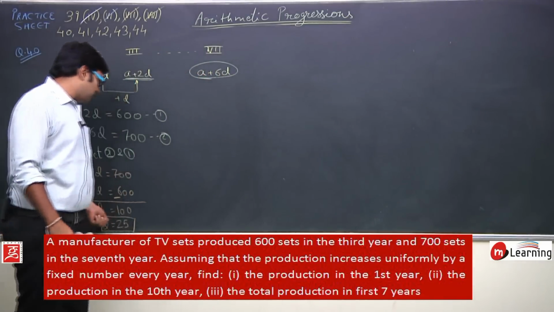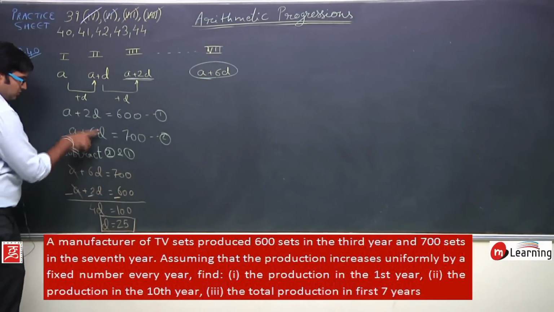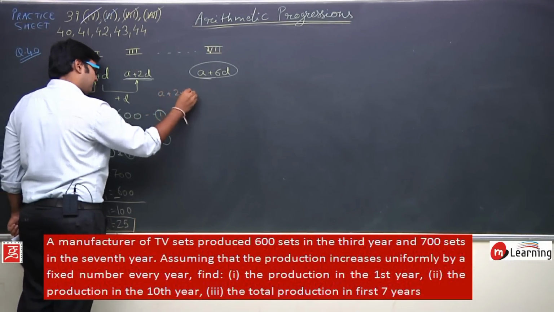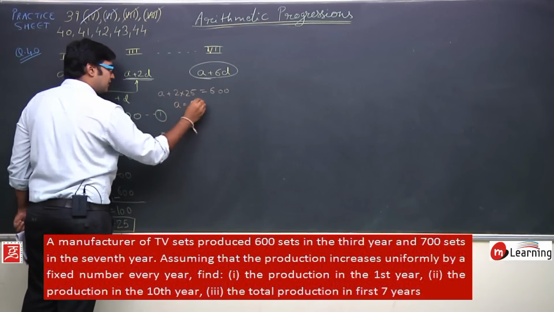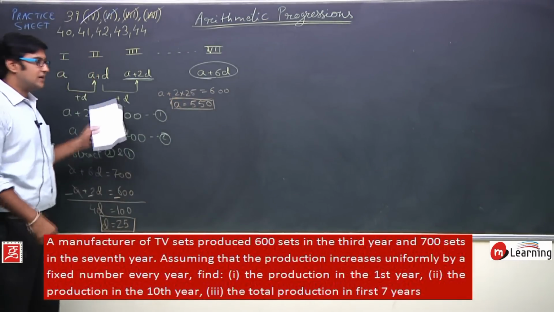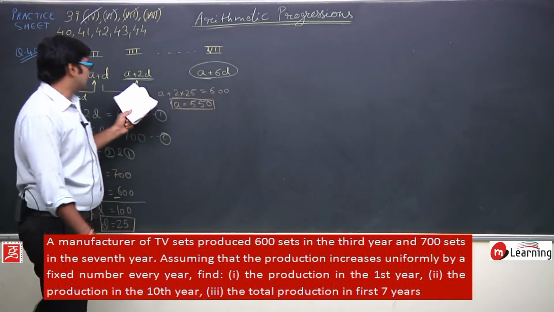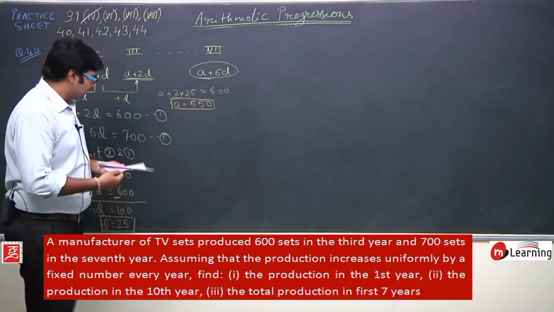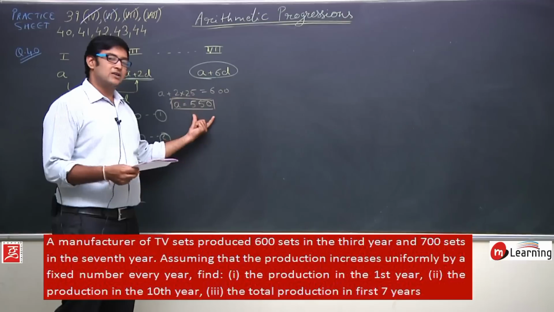Now, what will be the production in the first year? Can I calculate the production in the first year? D is equal to 25. So from this equation I can get A plus 2 into 25 is equal to 600, that is 50. So A is equal to 550. So in the first year he manufactured 550 TVs, and in the second year he manufactured 575 TVs. In the third year he manufactured 600 TVs, and so on. So the production in the first year is 550.